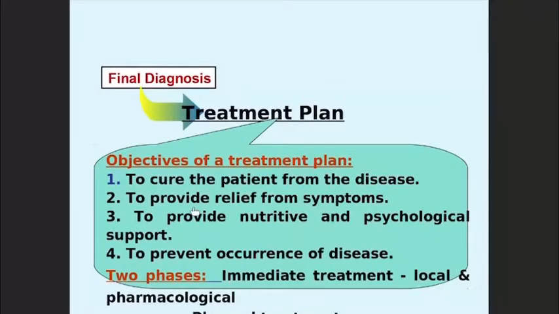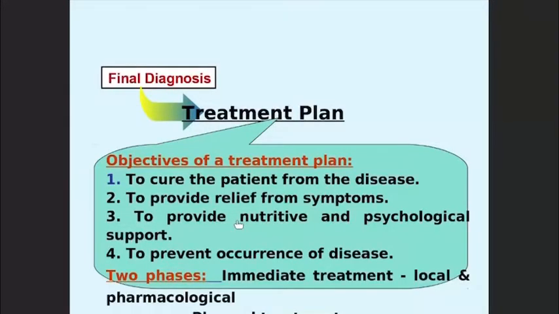Now, nutritive and psychological support is important from the dentist's perspective, because of the tooth pain, the patient will not be able to eat properly or they might be psychologically disturbed. So you need to provide support for that as well. And in the last, you should plan the treatment such that the disease doesn't reoccur again. So you need to prevent the occurrence of the disease.